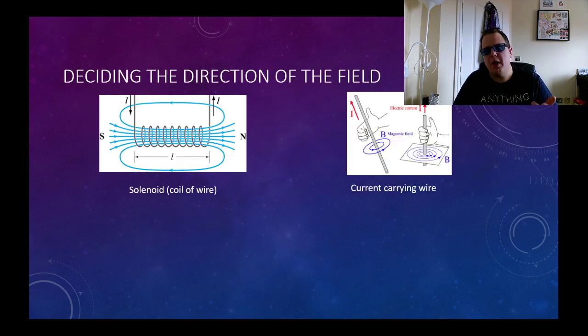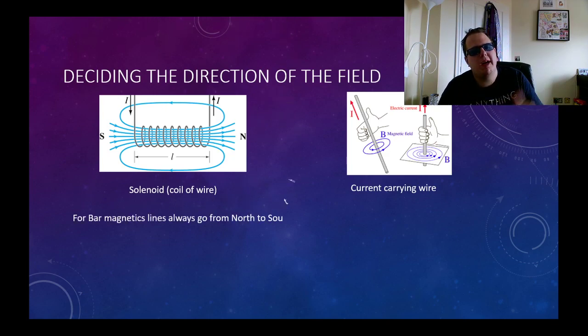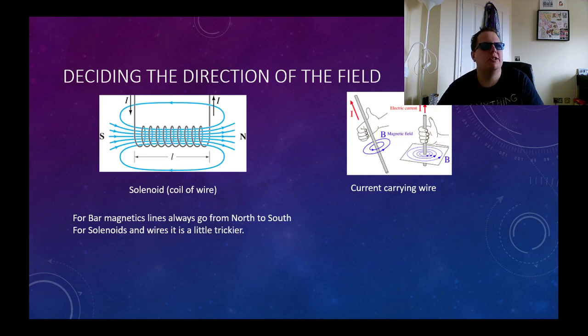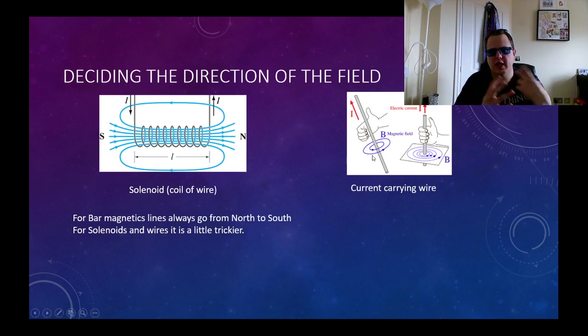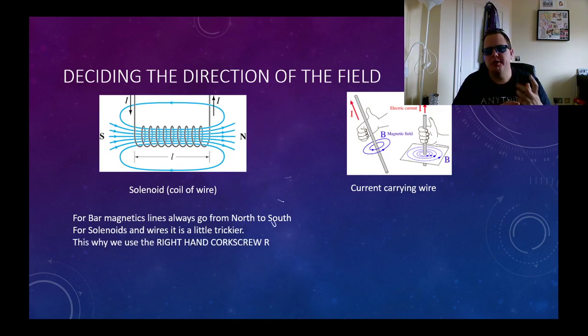Now, for a bar magnet, it's dead easy to tell which way the field lines go. They always flow from north to south, so whichever way the arrow's going, they're coming out of the north and going to the south. But for a solenoid or a current-carrying wire, it's a little bit trickier because they don't have north and south marked on them. For a current-carrying wire, where the field goes round and round in circles, there is no obvious north and south pole. So we use something called the right-hand corkscrew rule.